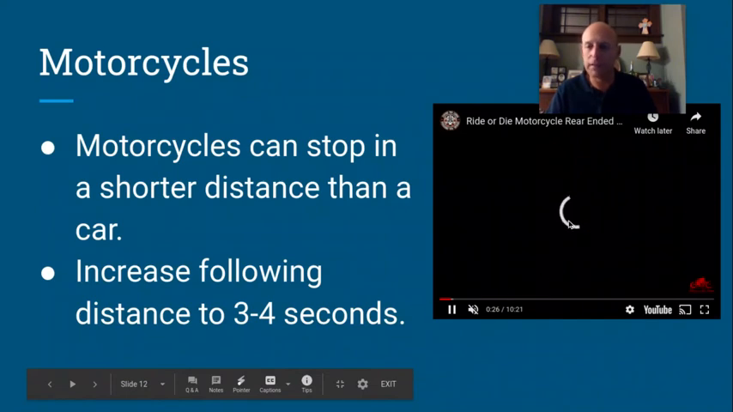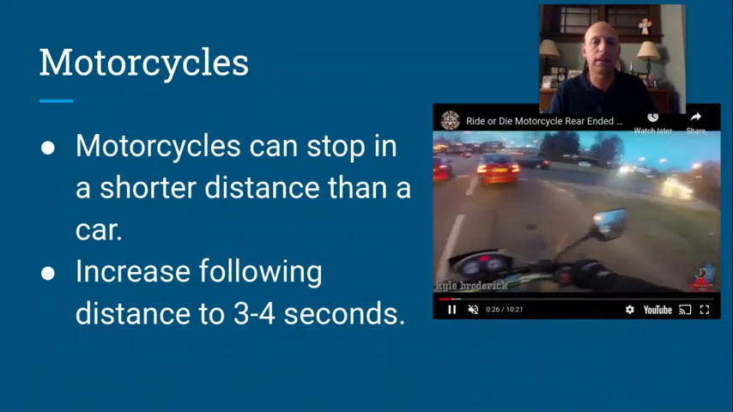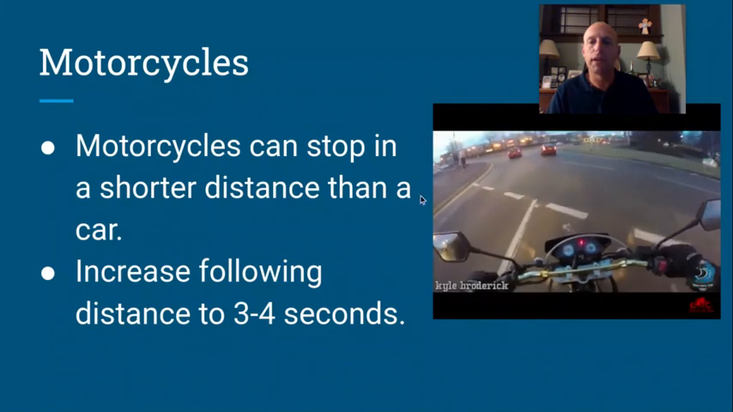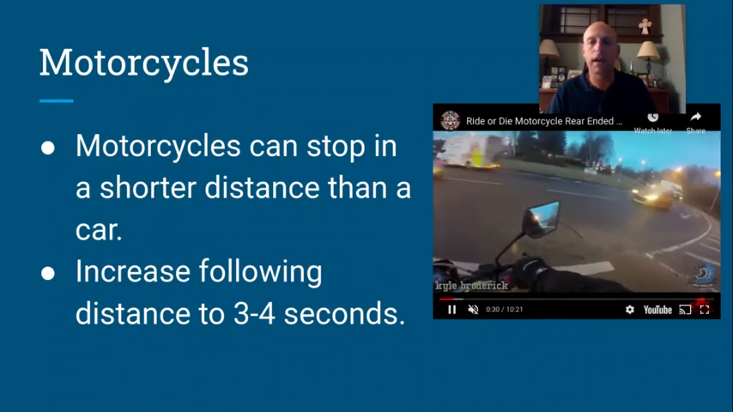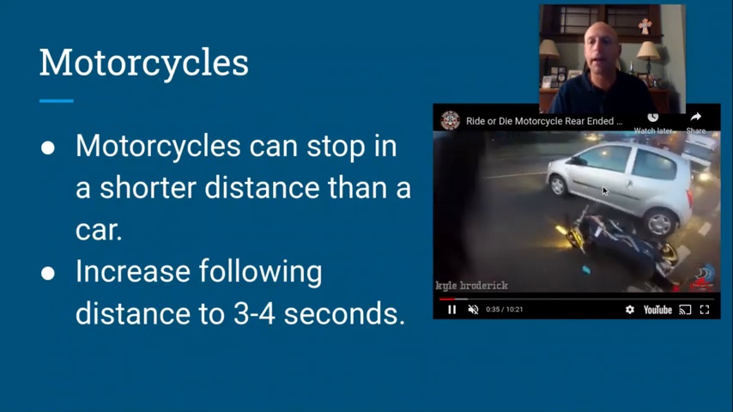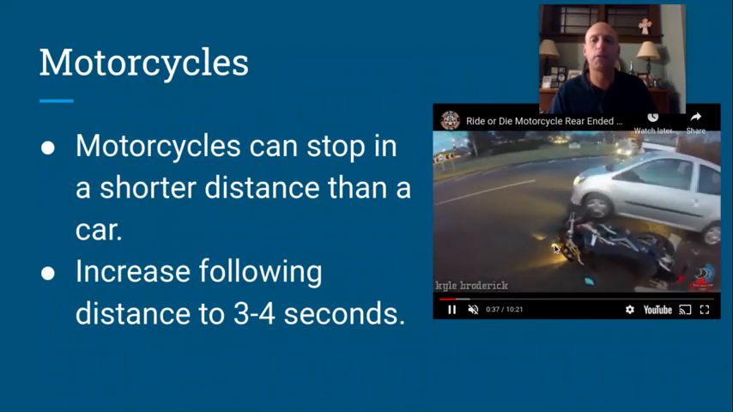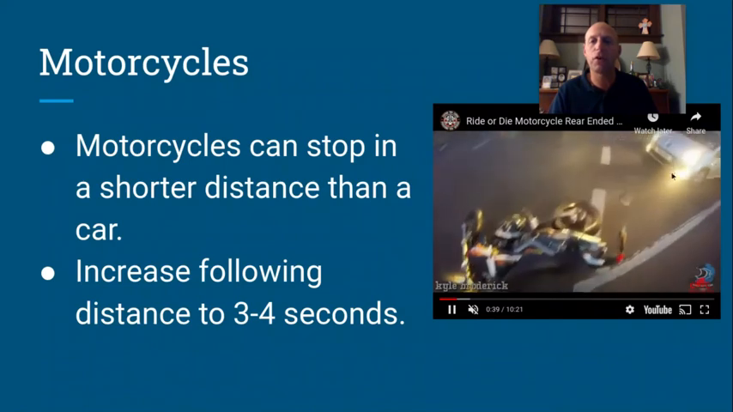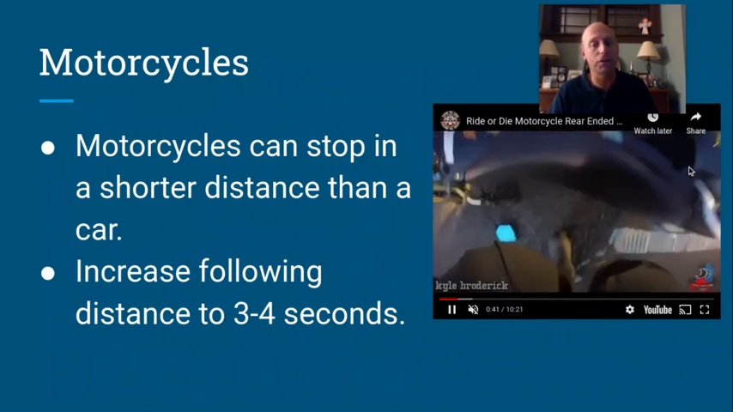Motorcycles can stop in a shorter distance than a car, so you increase following distance to 3 to 4 seconds. Here's a quick little segment of a video of a motorcycle rider that's stopping for traffic, and boom, somebody just runs right into the back of them. Now, that's not because the motorcycle stopped faster than the car. That's because the car wasn't paying attention.